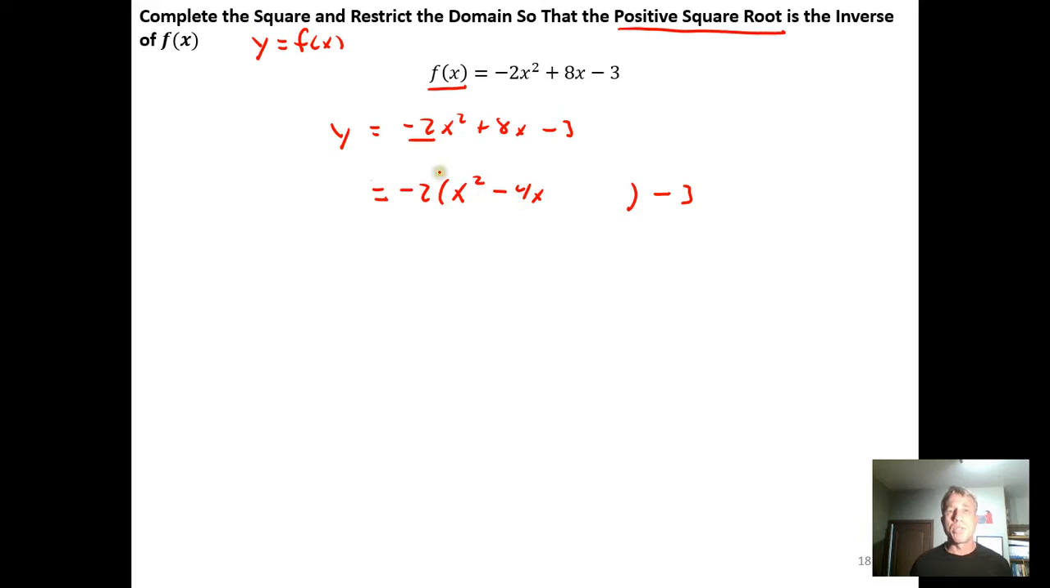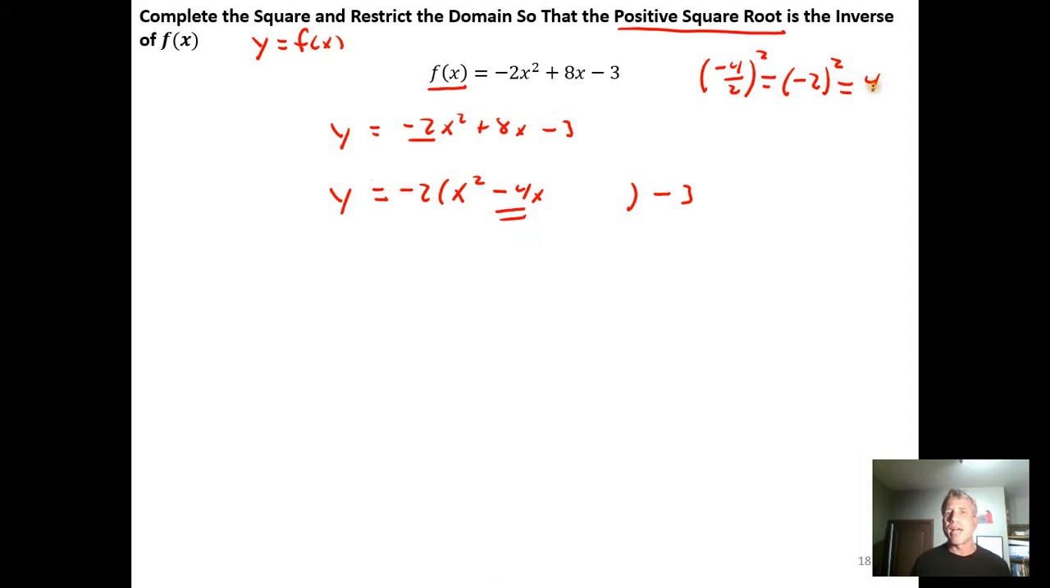I used distribution to double check my work, so negative 2 times x squared is negative 2x squared, so that checks, and negative 2 times negative 4x is positive 8x, so that checks. So then I still have my y sitting here, and then what I want to remember is that to complete the square we take the coefficient of the linear term, which is a negative 4. We have it just like we did at the start of the semester, then we halve it and square it. So negative 4 divided by 2 is negative 2, so the thing that gets squared is a 2, and that's going to give us 4.